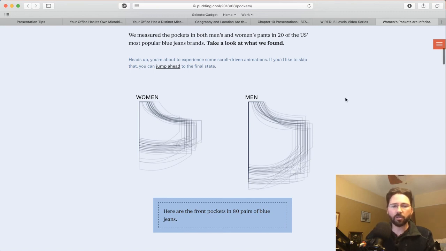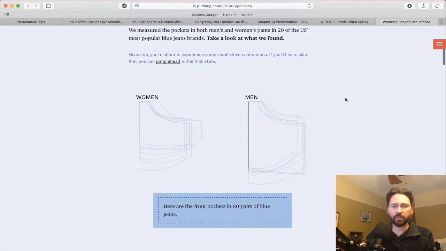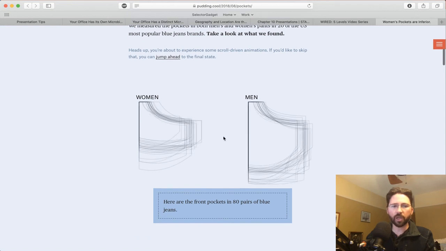measuring stuff. And then they have this really cool interactive thing where they show all the different pocket sizes and they have this awesome animation. Super cool to explain that, look, here's men's pockets, here's women's pockets. And then they take this idea about women's versus men's pockets and dive deeper into this data.